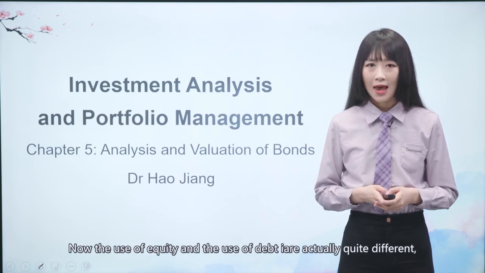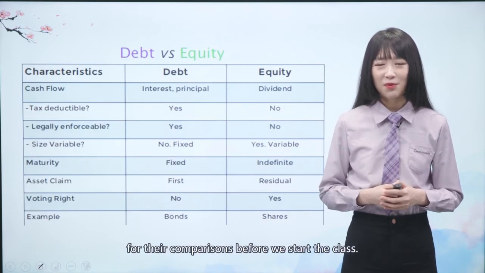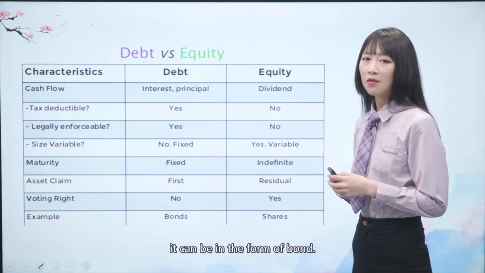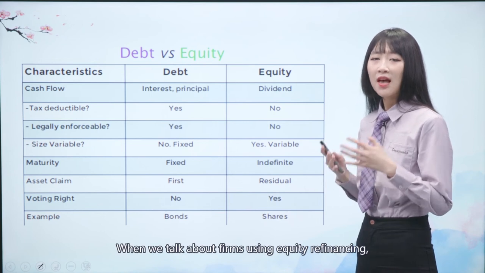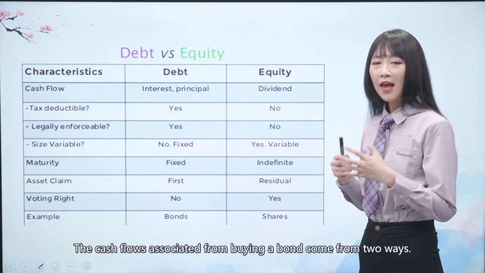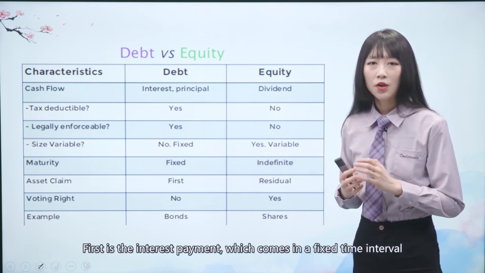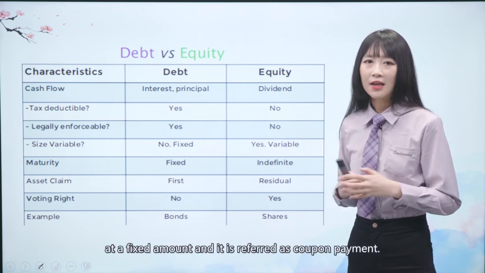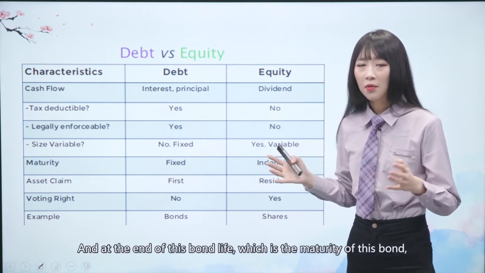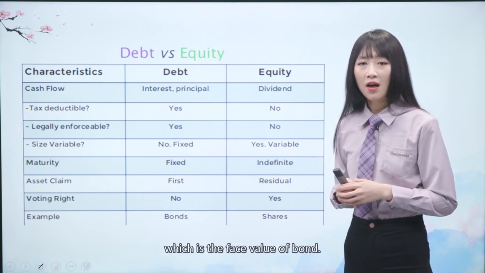Now, the use of equity and the use of debt is actually quite different. So let's give a quick rundown for your comparison before we start class. When we talk about the use of debt by a company, it can be in the form of bonds. And when we talk about firms using equity financing, it is done by issuing new shares. So here are two examples of each. Now, the cash flows from buying a bond come in two ways. First is the interest payment, which comes at a fixed time interval in a fixed amount, and it is referred to as coupon payment. And at the end of the bond's life, which is the maturity of the bond, we receive a repayment of principal, which is the face value of the bond.